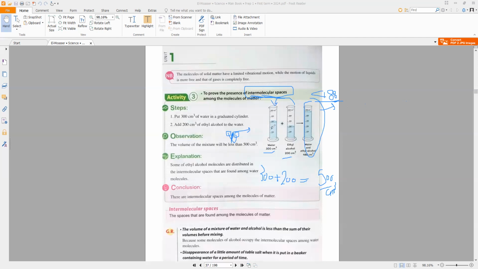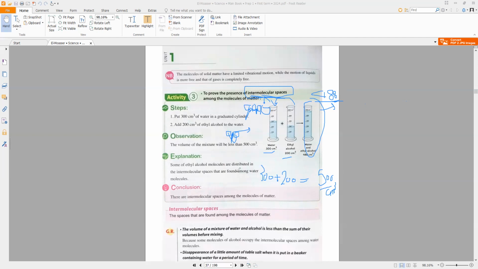Because this is water. Between the water molecules there are intermolecular spaces. So when you put ethyl alcohol in the water, some of the ethyl alcohol molecules occupy these intermolecular spaces, entering between the molecules of the water, so the total volume becomes 488, not 500 cubic centimeters.